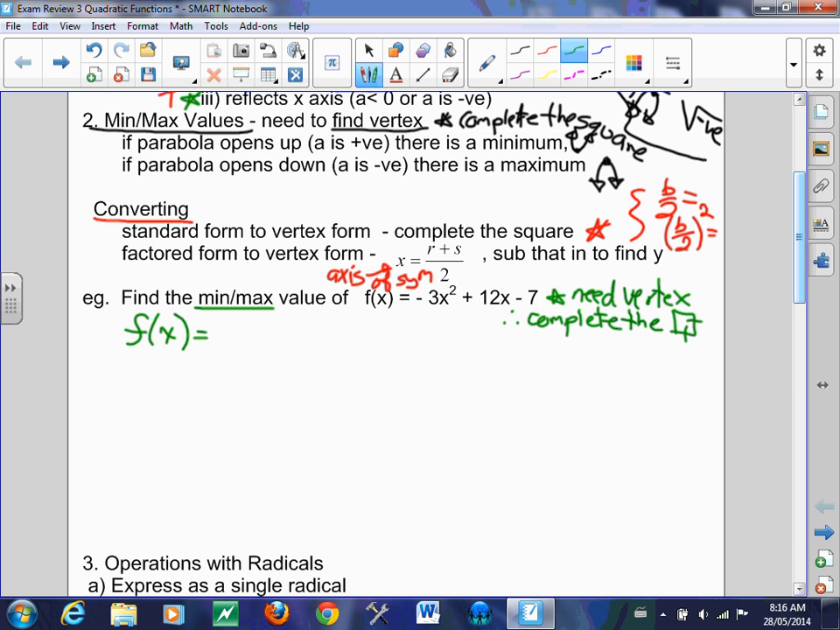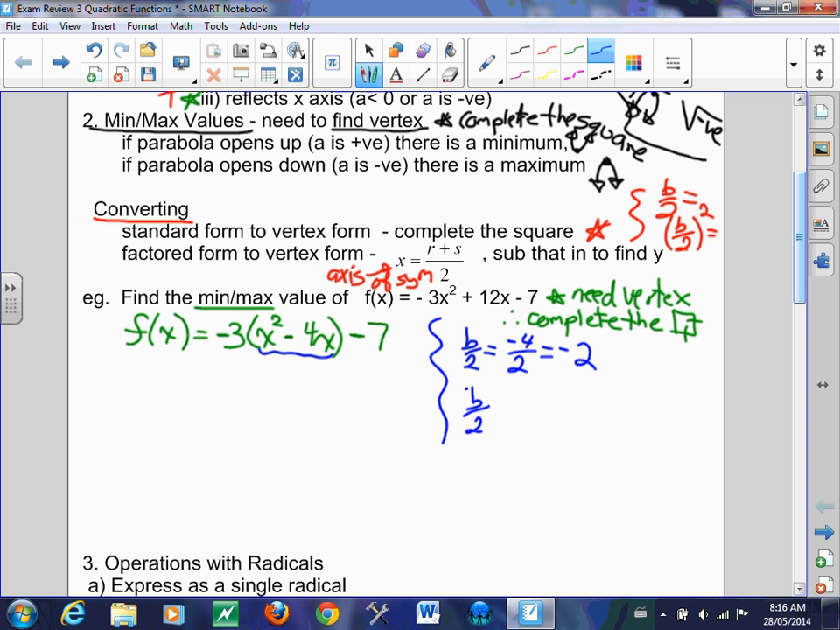Step 1, ladies and gentlemen, is to take a out of the first two terms. So a is negative 3. Okay, watch your sign here. That's going to be minus 4x. Leave the negative 7, leave the constant by itself. Then we got to figure out, hey, we're trying to get a perfect square in the middle here. We need that magical third term. So we do that side work, which is b divided by 2. So that's negative 4 divided by 2 equals negative 2. And then we take that value and we square it. That's the number that we add and subtract inside the bracket.